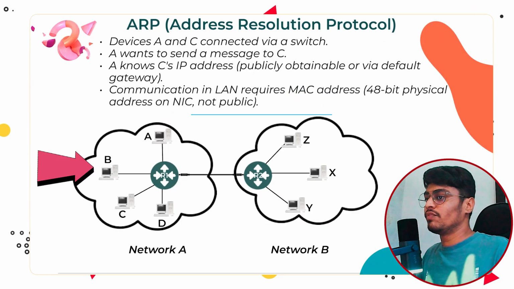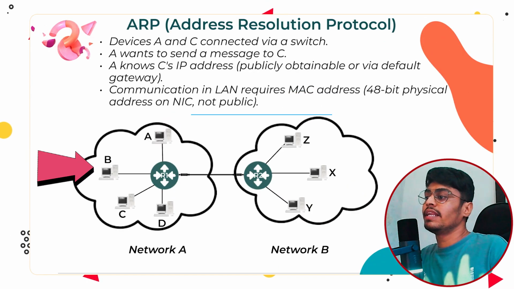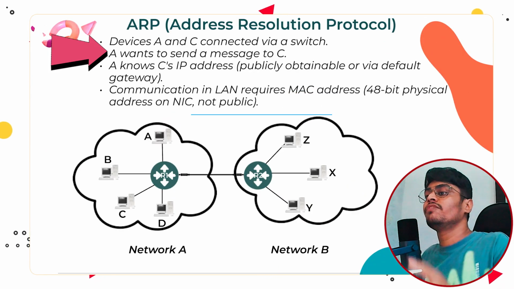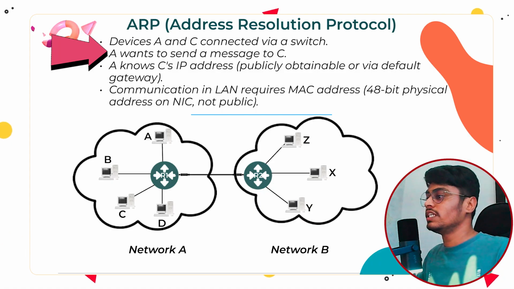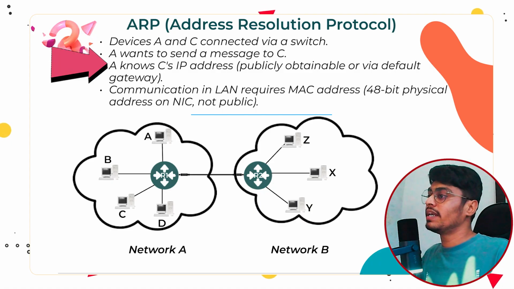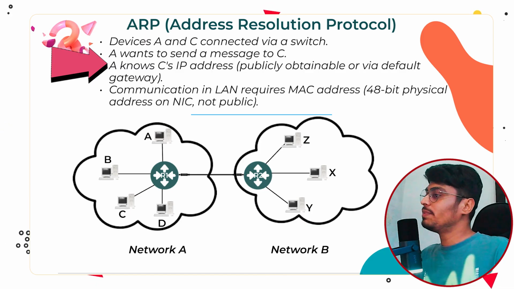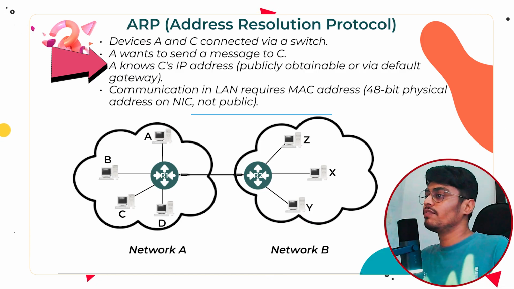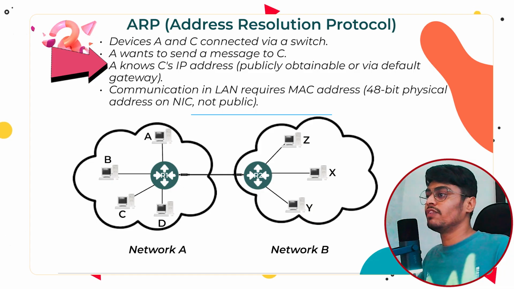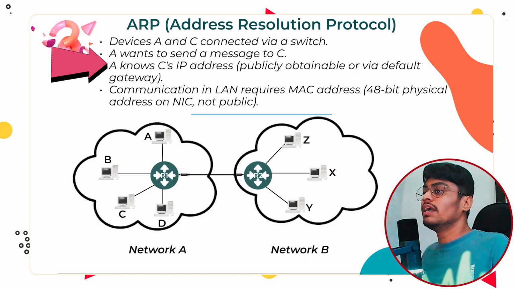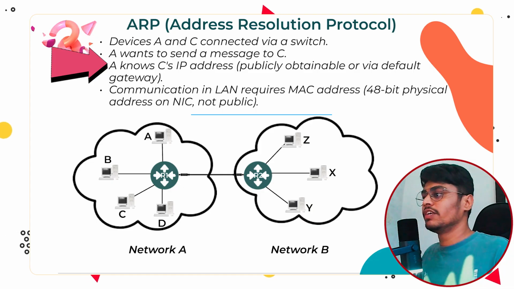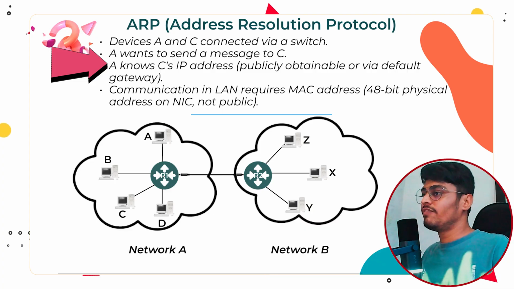Let's say this is a network, network 1. Let's say in network 1, A wants to communicate with C. A wants to send a message to C. So A can have the IP address of C. How will it have the IP address? Because it's public. So you will get the IP address of C. But even if it doesn't get the IP address of C, it can take it from the default gateway. Okay, so A is connected to the default gateway.